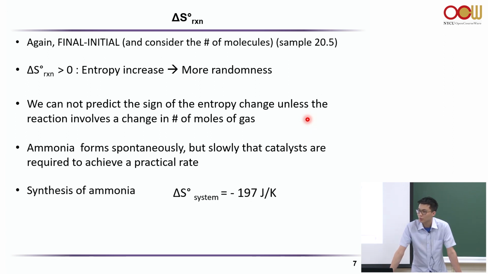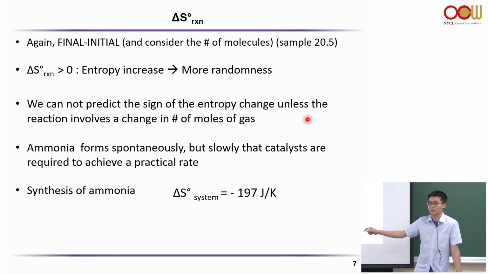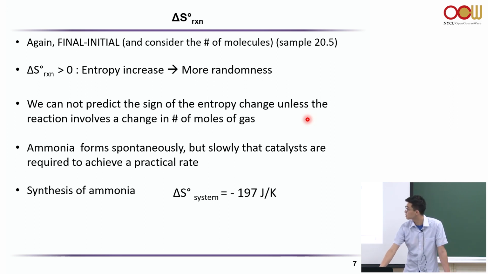For ammonia, we know this entropy is negative because you are forcing many molecules to condense down, right? So it becomes less random. So that's what the sign of the entropy term means.